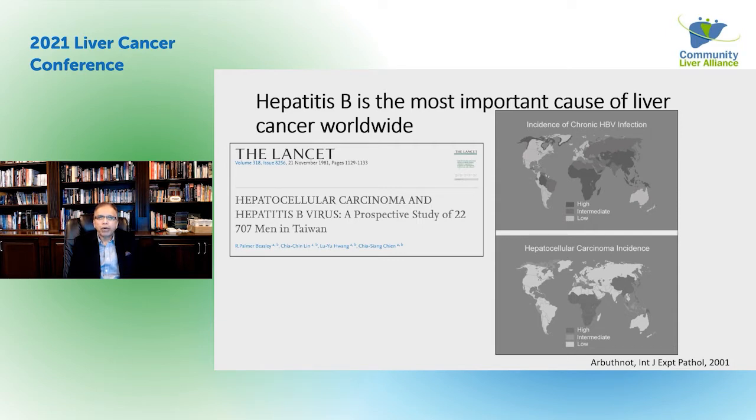And if you look at the bottom figure, you can sort of overlap it. The bottom figure shows hepatocellular carcinoma incidence. So there is a strong correlation between incidence of chronic hepatitis B and the incidence of hepatocellular carcinoma, which gives you an idea about the linkage between the two.